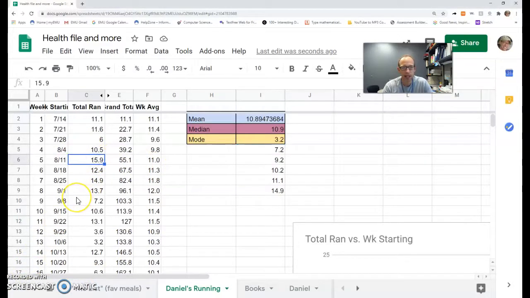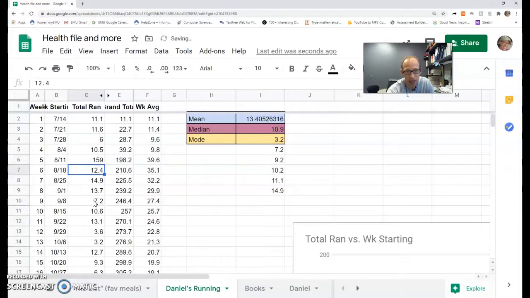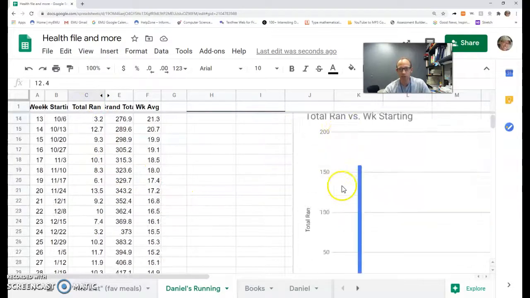So let's say this 15.9, let's say I did 159 miles that week. Now that shoots the mean up quite a bit, even though the median, which is probably more representative of how much I'm running per week, doesn't change at all. And this is also a way that if you know that the data is pretty symmetric, and the mean and median should match, and they're not matching, that's a sign that you might have some kind of error or mistake, that somewhere along the line there might be a typo.